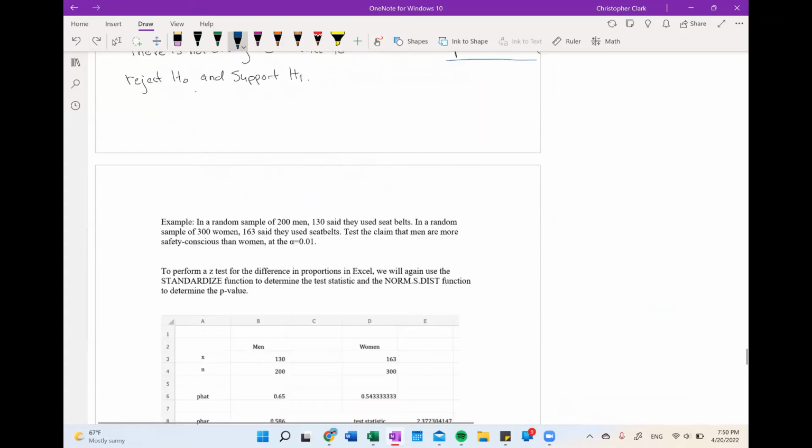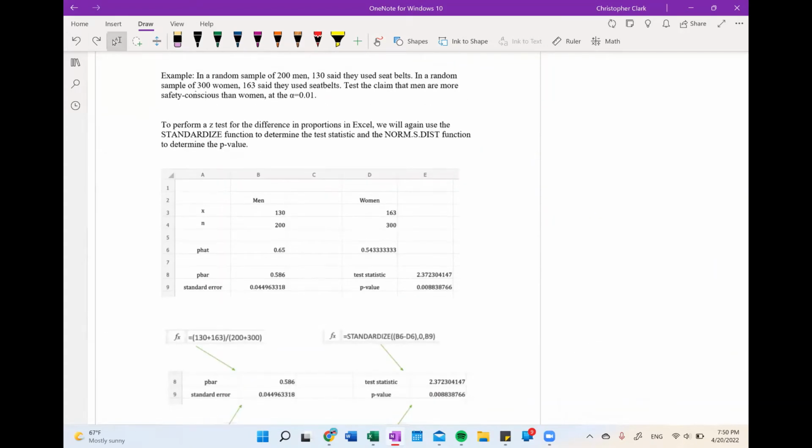So let's come down here and do an Excel example. So in a random sample of 200 men, 130 said they use seatbelts. In a random sample of 300 women, 163 said they use seatbelts. Test the claim that men are more safety conscious than women. So we're going to say the claim is that the proportion of men that use seatbelts is greater than the proportion of women that use seatbelts.